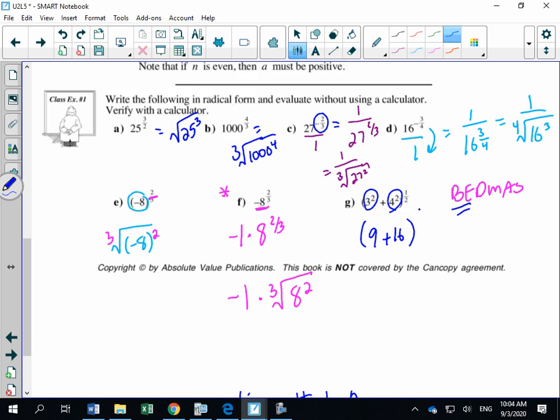4 squared is 16, right? Then you would say, okay, I could further simplify this bracket. I could clean up 9 plus 16. 9 plus 16 is 25 to the power of 1/2. Write that as a radical, and we get the square root of 25. And the square root of 25 is 5.